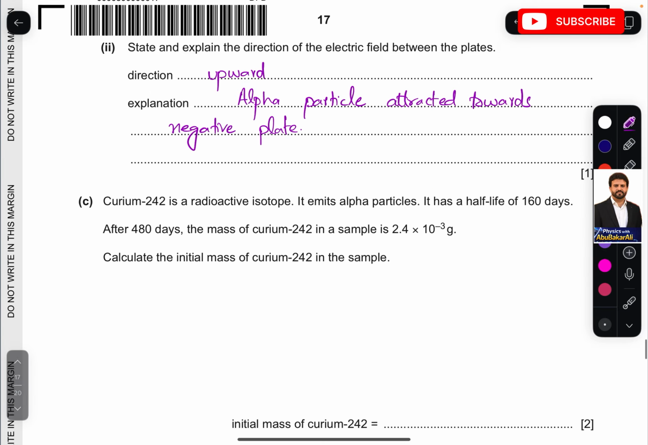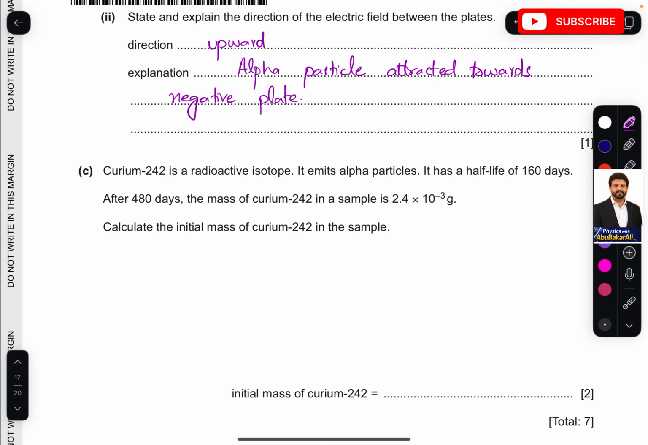Okay. Then there is a C part. Curium 242 is a radioactive isotope. It emits alpha particles. You have the half-life of this. After 480 days, the mass of sample remaining is this. Calculate the initial mass. Okay, they have twisted the question. They have given you the remaining mass and they have asked you the original mass.